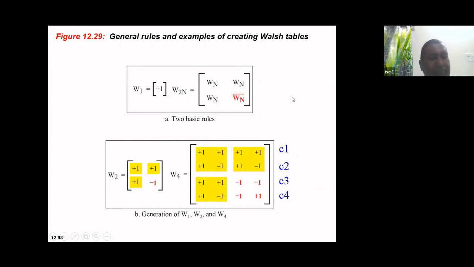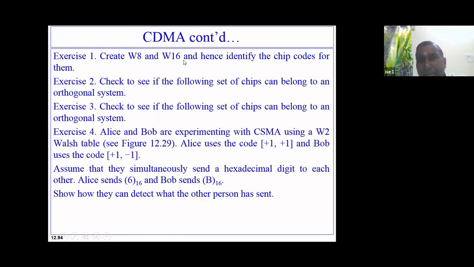Now there is an exercise for you people. Create W8 and W16 and identify their chip codes. Right away, you have to do it. Everyone, design W8 and W16 and show it to me.